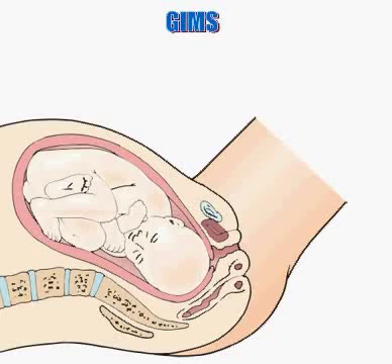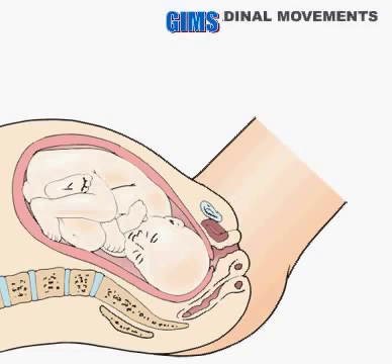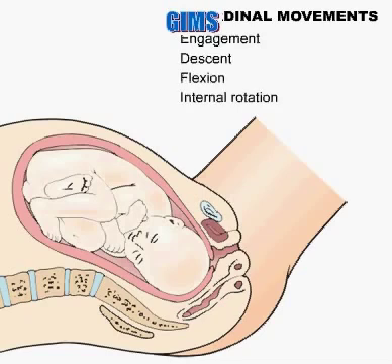In the birth of a child, a number of changes occur in the position of the fetal head as it descends through the bony and narrow birth canal. These changes, called the cardinal movements of labor, are engagement, descent, flexion, internal rotation, extension, external rotation, and expulsion.